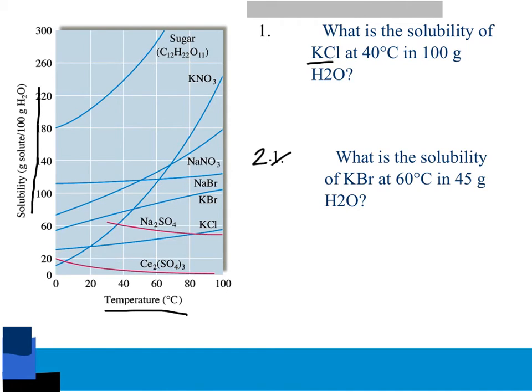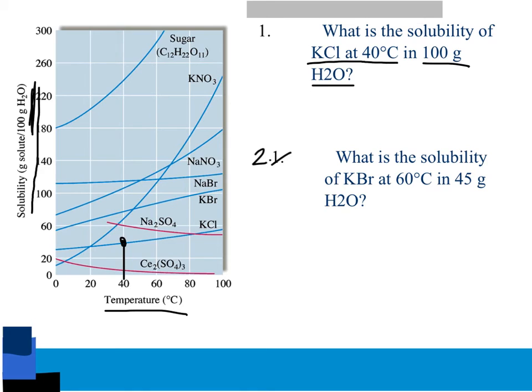Okay, so for the graph, we're looking at KCl, 40 degrees Celsius. Notice here it says in 100 grams of water. And that's exactly what this chart is based on, 100 grams of water. So we can take this number directly off of the graph. Let's plot our points, go to 40 degrees Celsius here, and then go up to the KCl line. You have to be careful to make sure you're reading the lines carefully. And it's about right here.